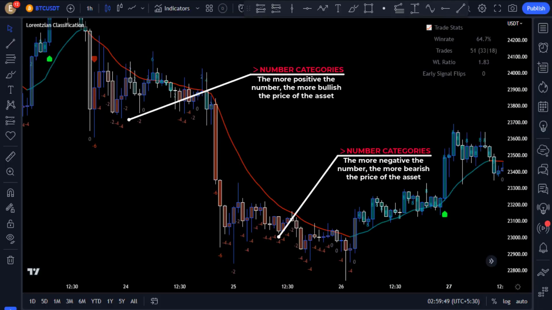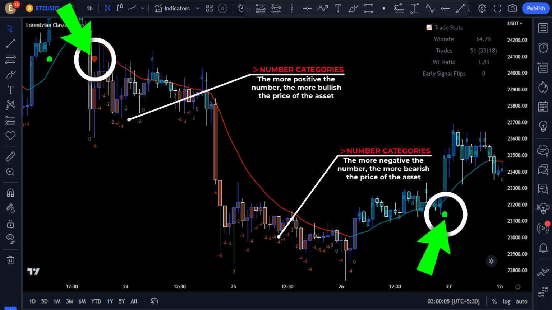Basically, the indicator assigns a number to each candle bar. The more positive the number, the higher the probability of an uptrend. The more negative the number, the higher the chance of a downtrend. As a result of these numbers, the indicator issues buy and sell signals.